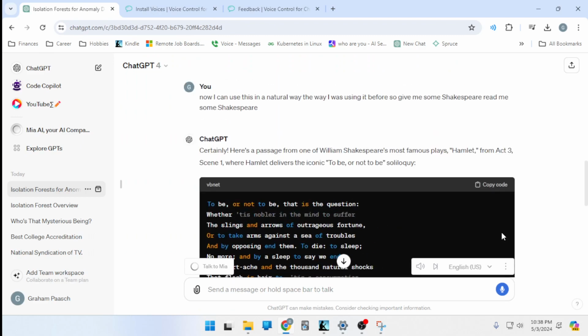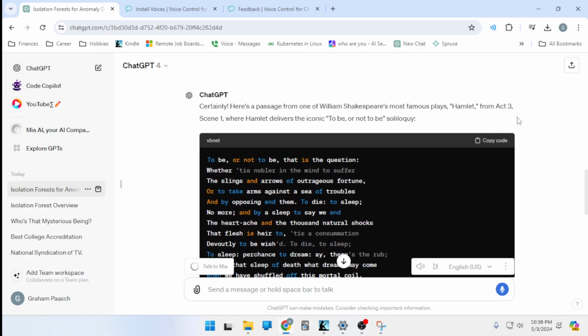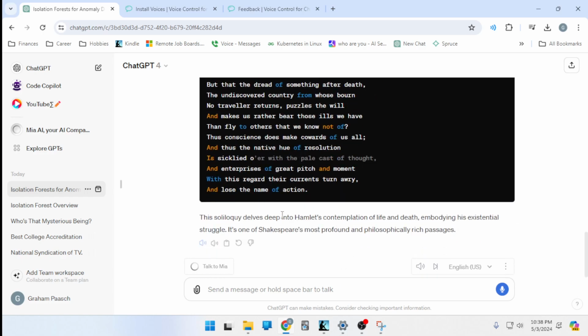Here's a passage from one of William Shakespeare's most famous plays, Hamlet, from Act 3, Scene 1, where Hamlet delivers the iconic To be or not to be soliloquy. This soliloquy delves deep into Hamlet's contemplation of life and death, embodying his existential struggle. It's one of Shakespeare's most profound and philosophically rich passages.